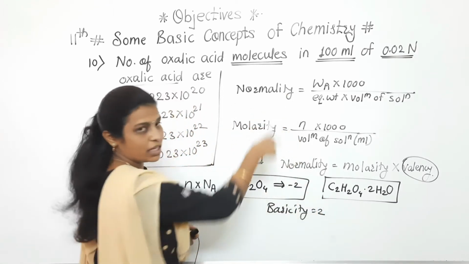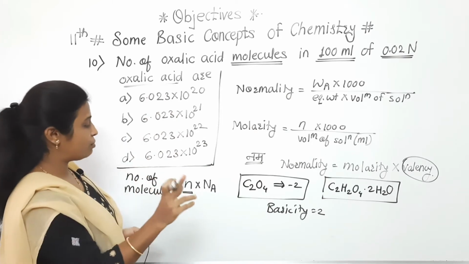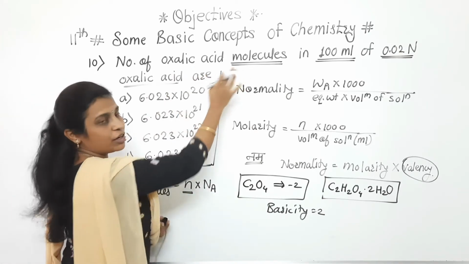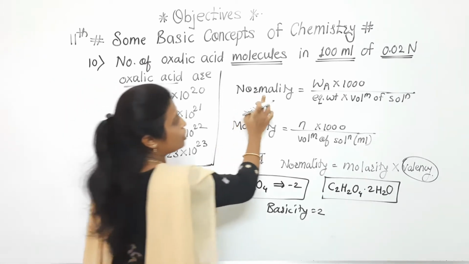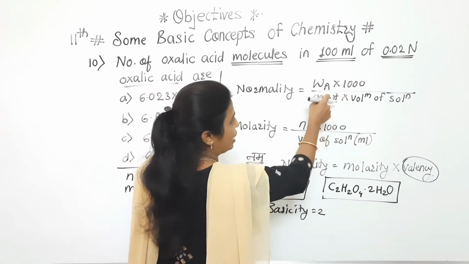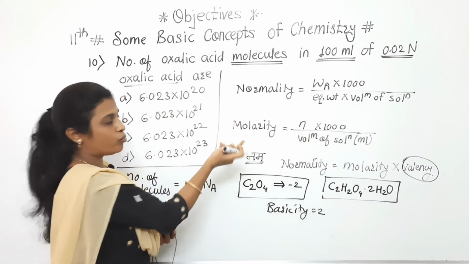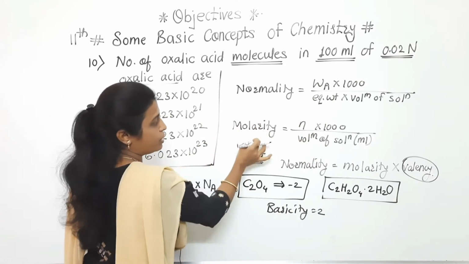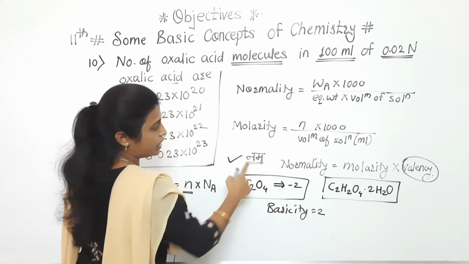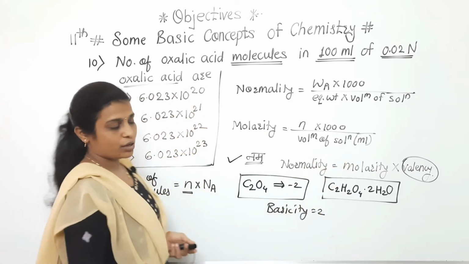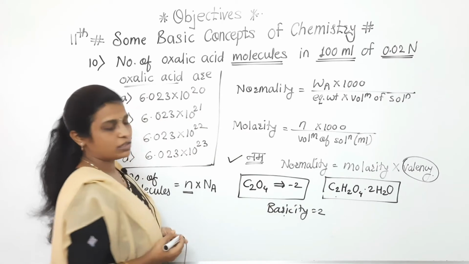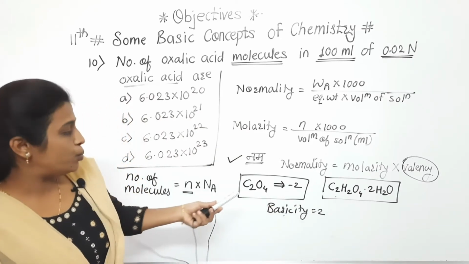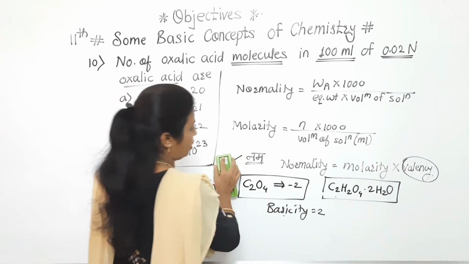Hope everyone has completed this part. See, once again I am repeating. Firstly, what do we have to find out? The number of molecules. That's why I have written this formula. After that, normality is given in it, so we have written the relation between normality and the number of moles. For that, basicity is required. As we know oxalic acid is dibasic, its basicity is 2. Now we are going to put all these values in the formula.